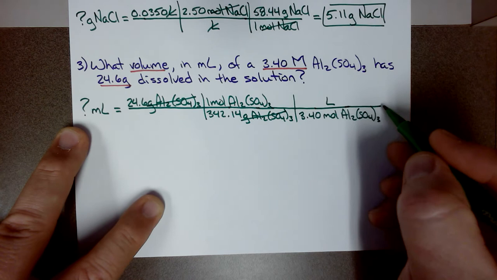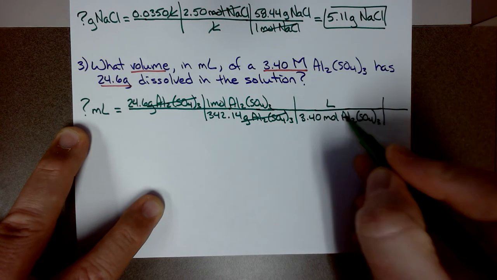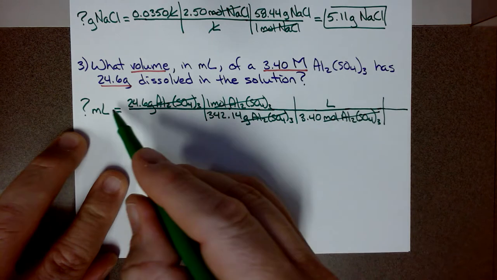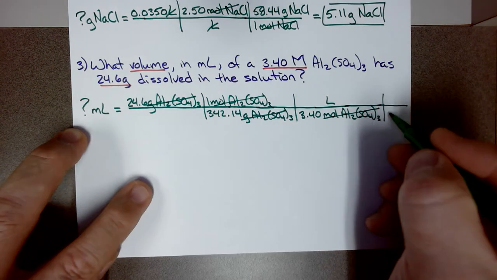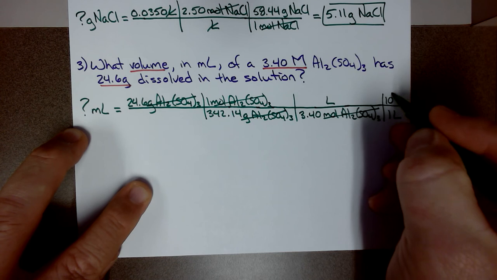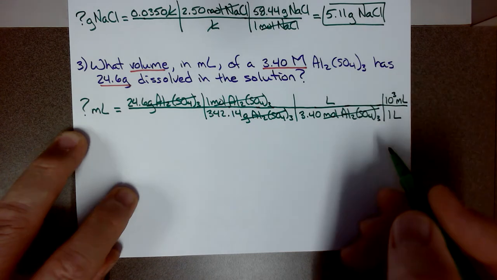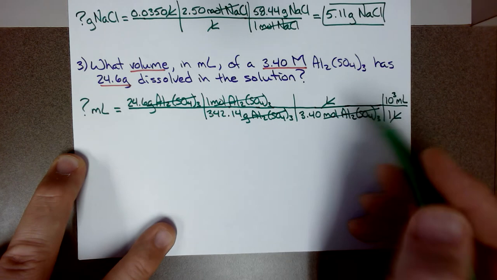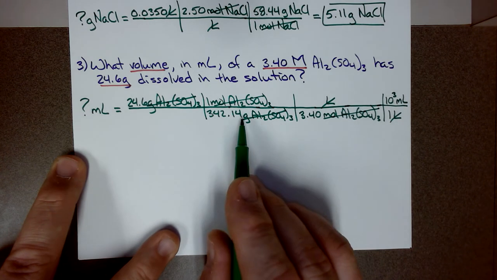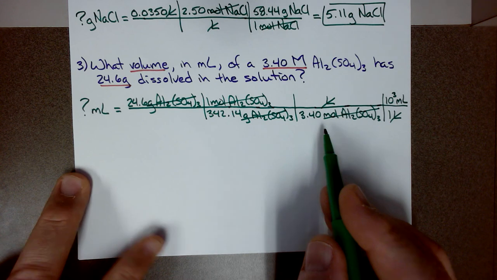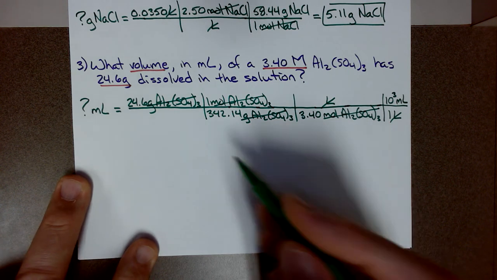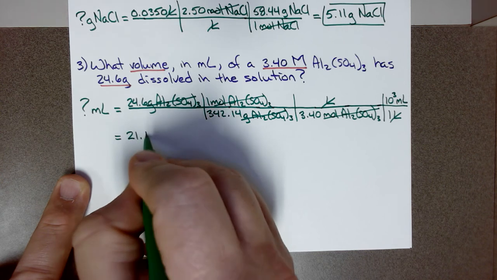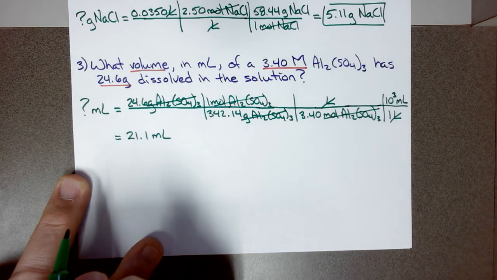And the last thing I need to do, the moles cancel, is I got to convert liters to milliliters. So we know that 1 liter is 1,000 milliliters. And so I multiply 24.6 times 1,000 divided by 342.14 divided by 3.40, and this will give me 21.1 milliliters of solution.